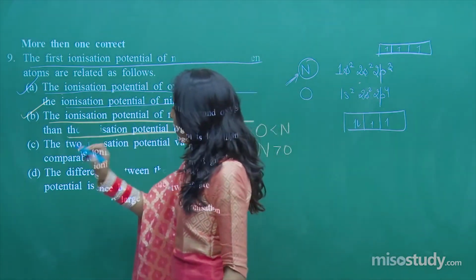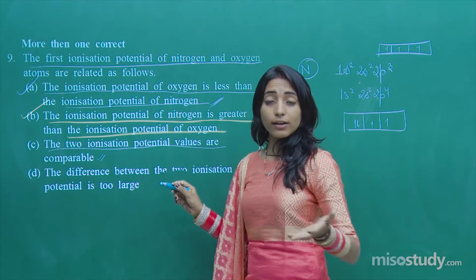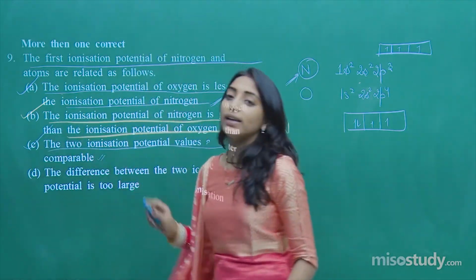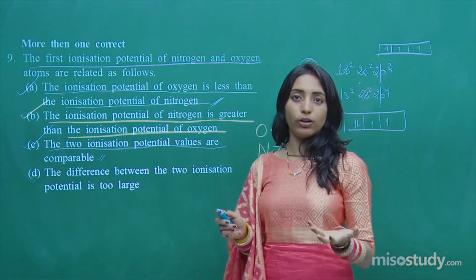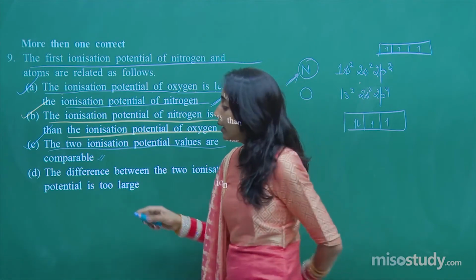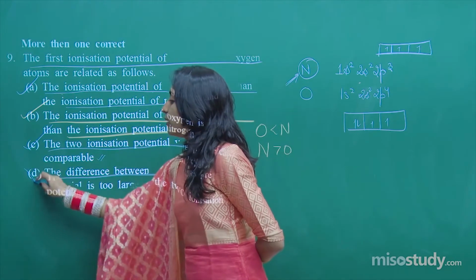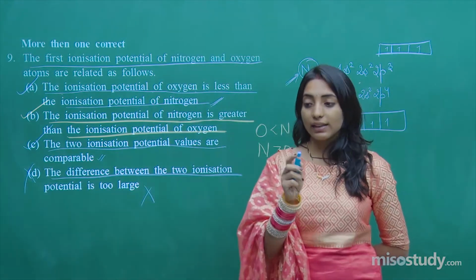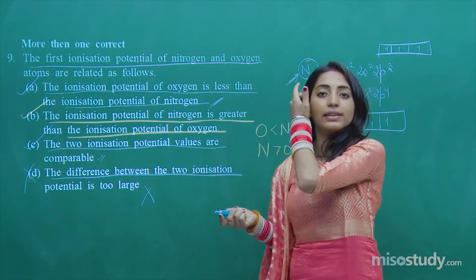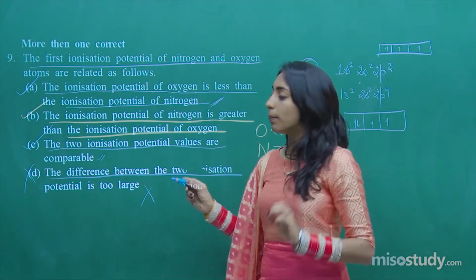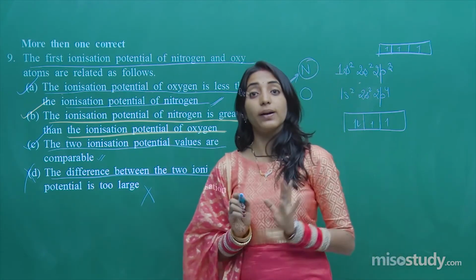Fine. Third is, the two ionization values are comparable. Yes, they are comparable. You can compare the two ionization energy values, because if one is 2.96 electron volt, the other may be 2.90 electron volt. So yes, the two will be comparable. And the fourth is, the difference between the two ionization potentials is too large. No, since both of them belong to the same period and they are adjacent atoms, they will not have a very high difference in ionization potential. There will be a difference, but it will be small. Not negligible, but yes, it will be comparable.